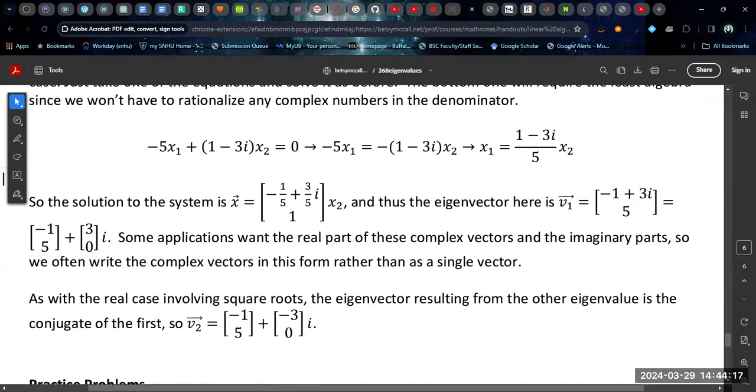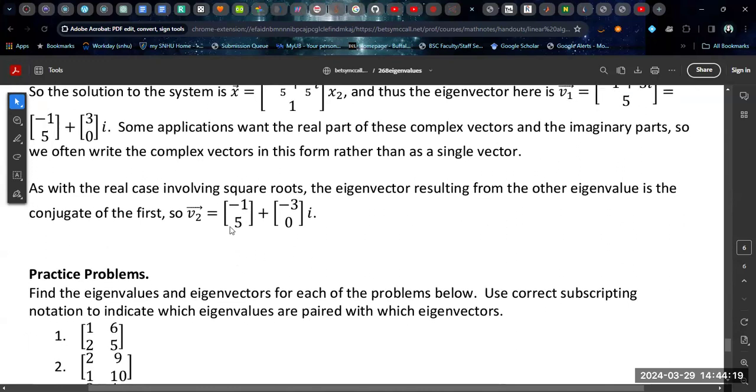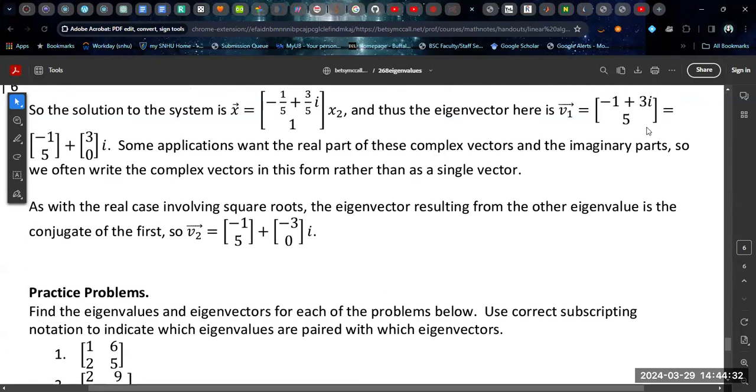Now, it is very common for problems like these that you actually want the real and imaginary parts separated. And so once you find your version of the solution like this, then you can separate out the real parts, -1 and 5, and then separately -3 and 0, or +3 and 0, whichever one you're working with.